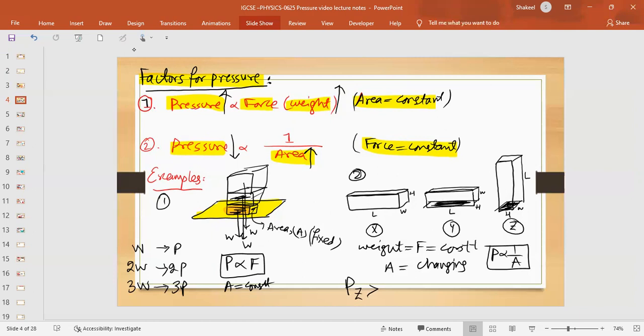And over here, this is the contact area. And over here again, this is the contact area. And then pressure at Y, and then pressure at Z. So, sorry, not Z, it's X. So pressure at X is least because length into width both are the bigger side, so it's having the greater area, so less pressure. And pressure at Z is maximum because the area is minimum.